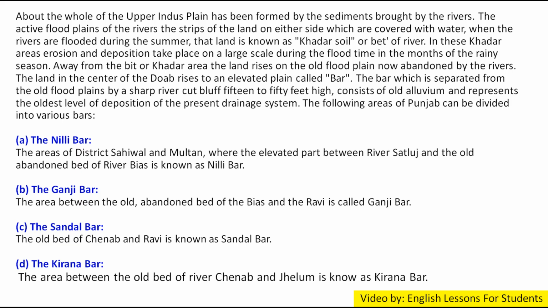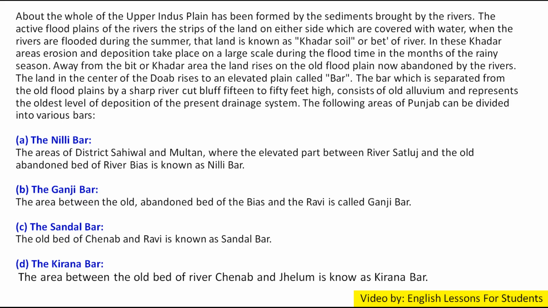Away from the khadar area, the land rises on the old floodplain now abandoned by the rivers. The land in the center of the Doab rises to an elevated plain called Bar. The bar, which is separated from the old floodplains by a sharp river-cut bluff 15 to 50 feet high, consists of old alluvium and represents the oldest level of deposition of the present drainage system.